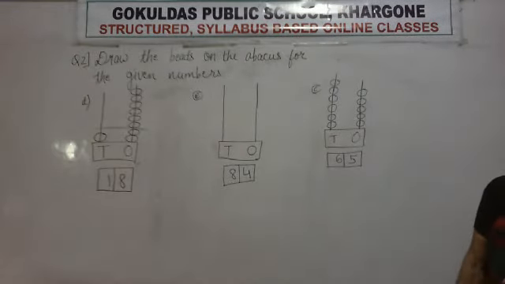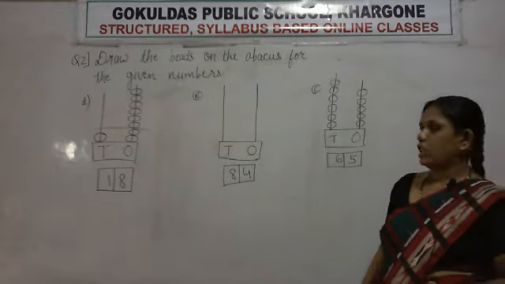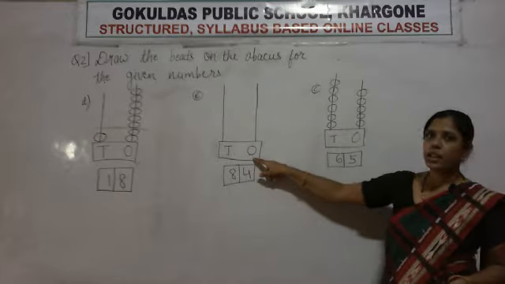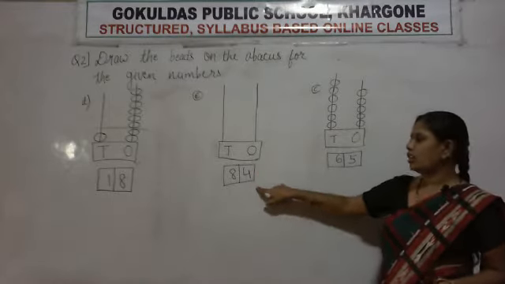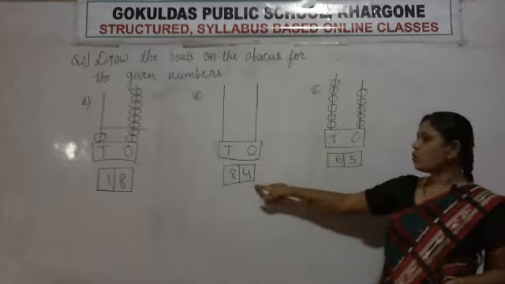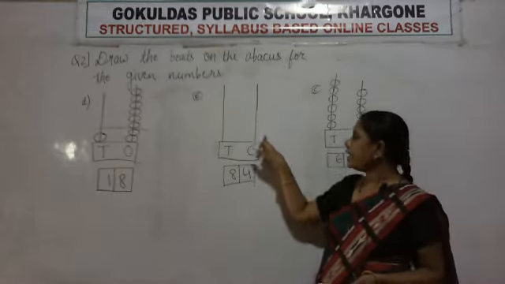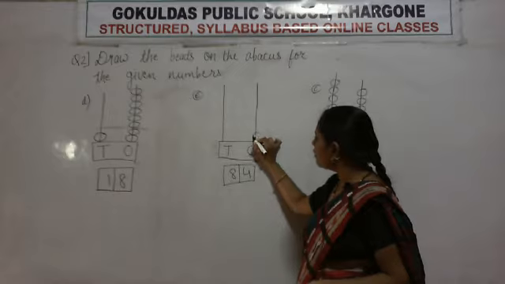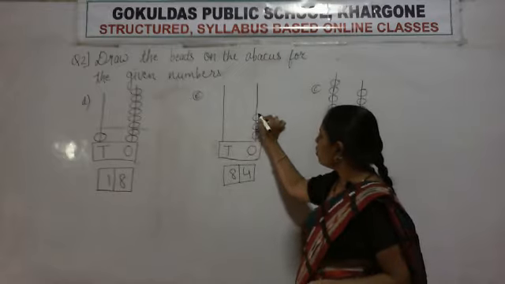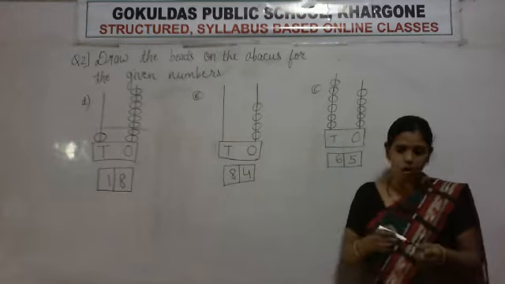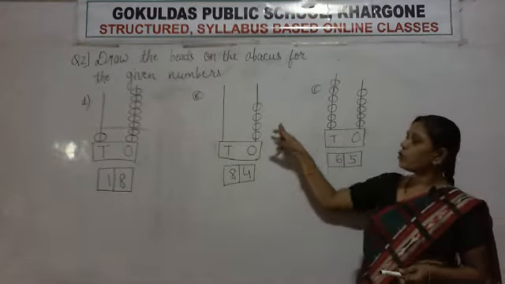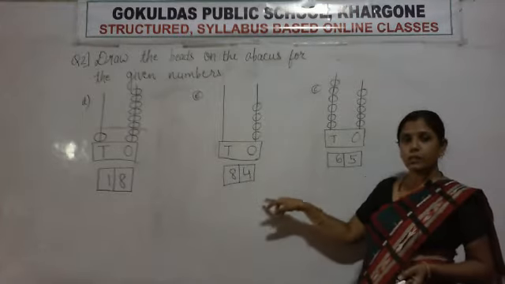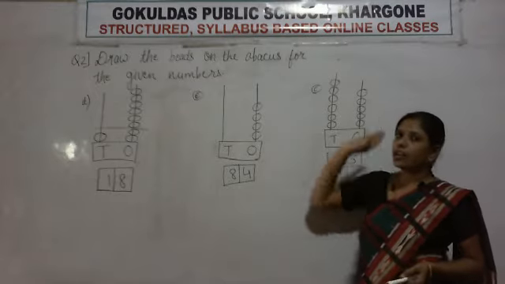So what is the first step? That we have to identify which number is given at its ones place. Here the number at ones place is 4. So how many beads do we have to draw? 4 beads. Draw here 1, 2, 3, 4. Why have we drawn 4 beads? Because the number at ones place is 4.